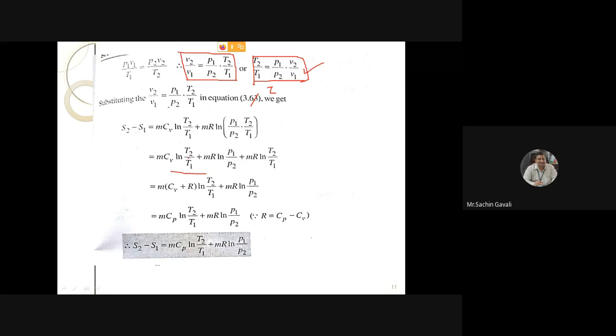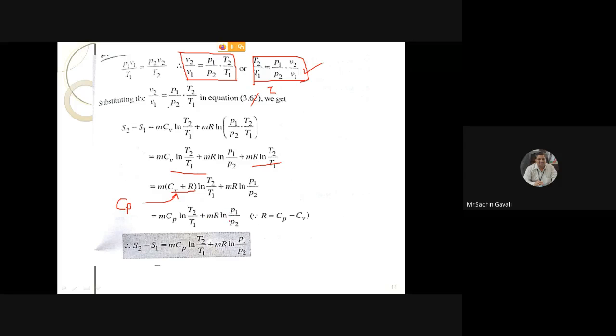So we combine these two T2 upon T1 terms, and mR ln of P1 upon P2. But we know that Cp minus Cv is equal to R, therefore Cv plus R is equal to Cp. So we can write this as Cp. Therefore, mCp ln of T2 upon T1 plus mR ln of P1 upon P2.